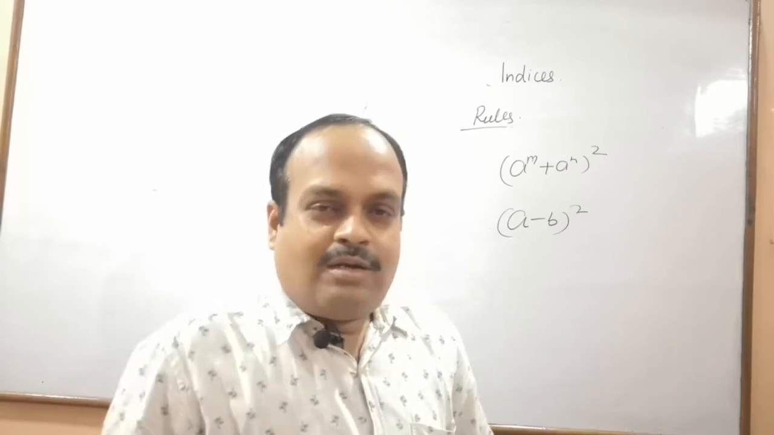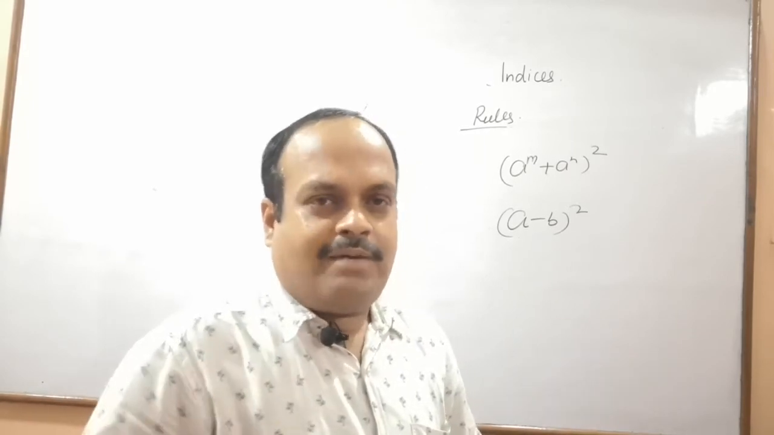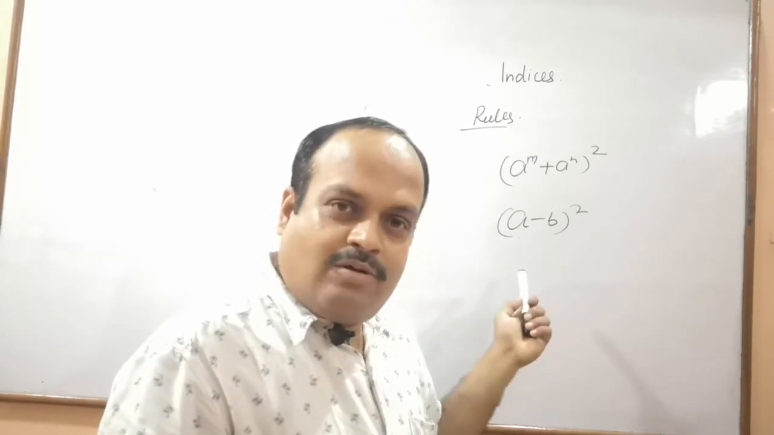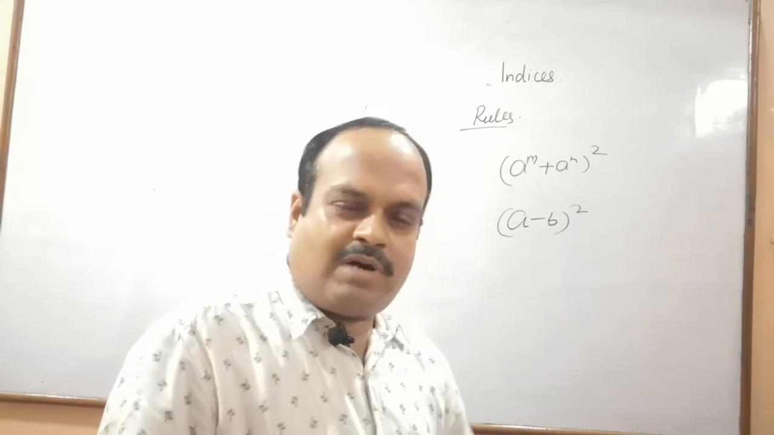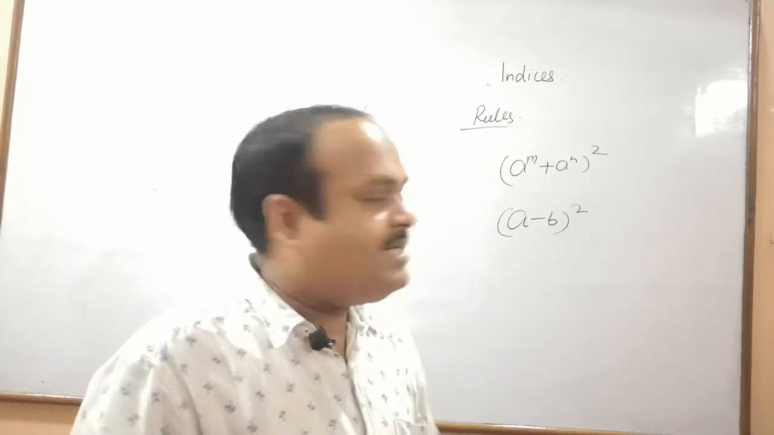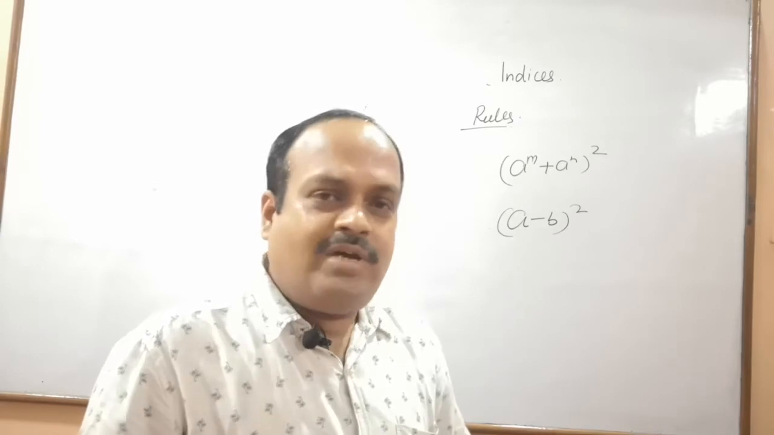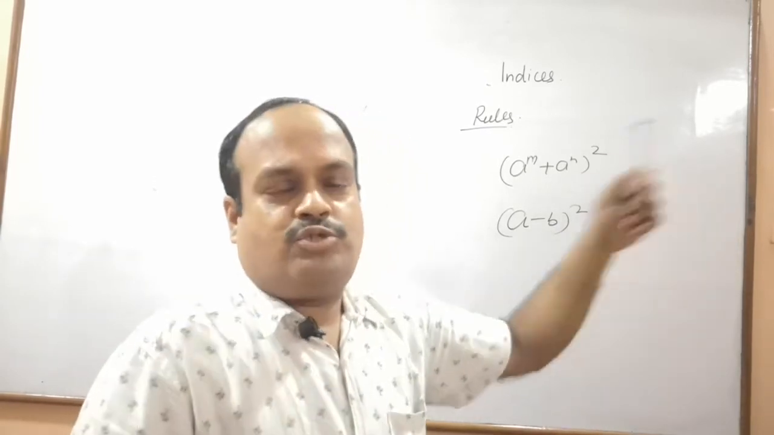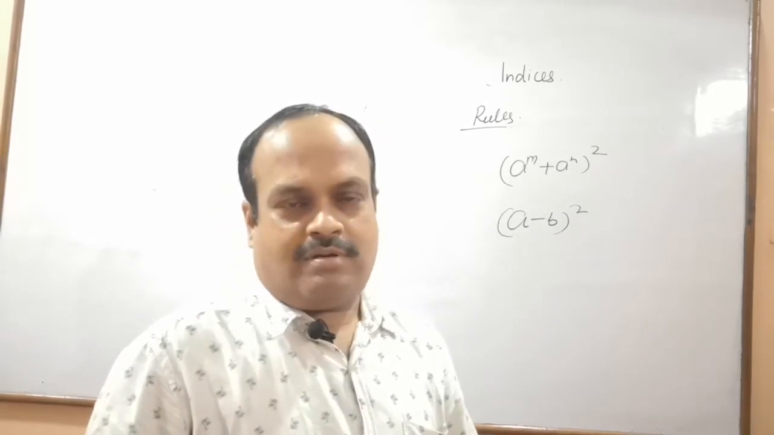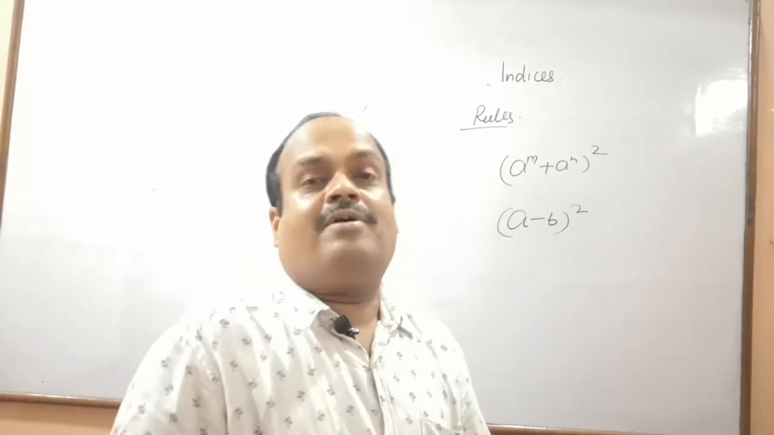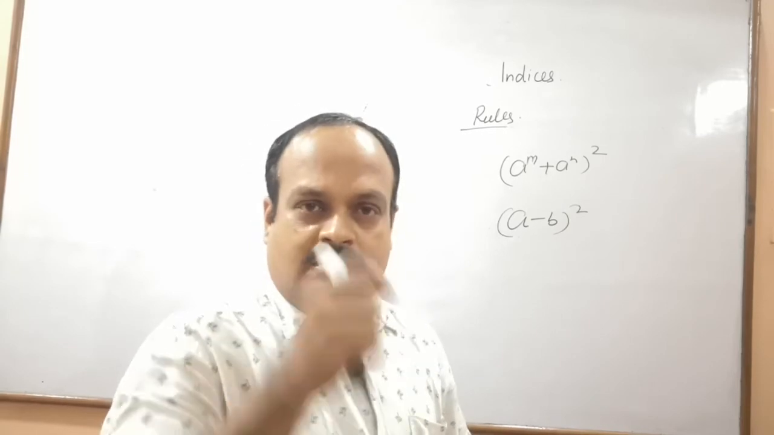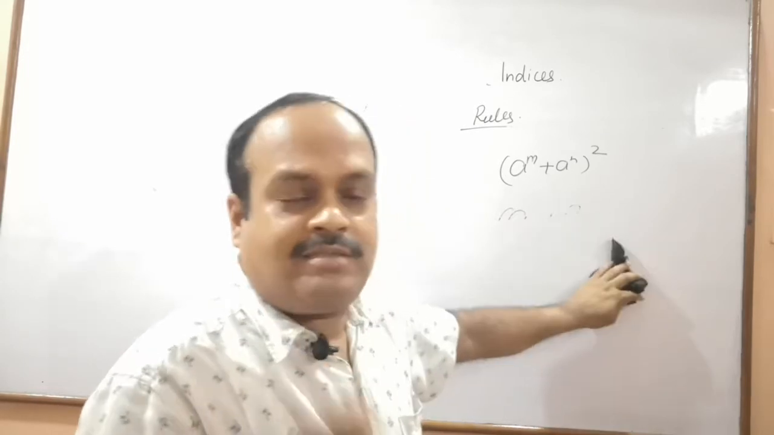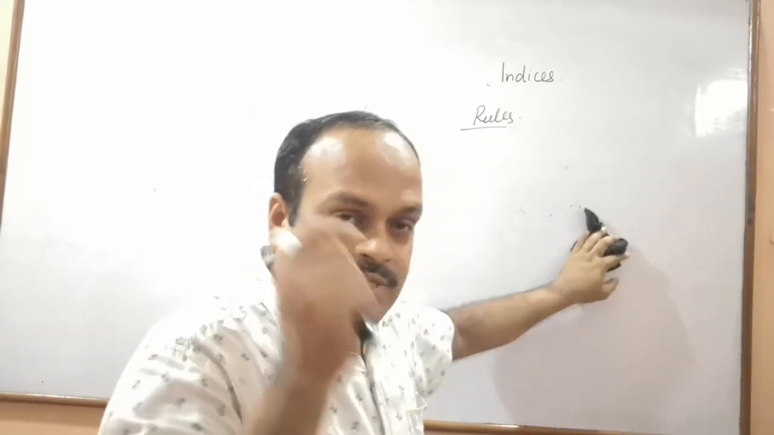No. The law will not give a square minus b square when we expand this. I hope you know the expansion of this is a square plus b square minus 2ab, but most of you write a square minus b square unknowingly. It will not be a square minus b square, it will be a square plus b square minus 2ab. So be careful. The three laws I have given you are for product, division and power. If you have addition or subtraction, in that case use the law of algebra.